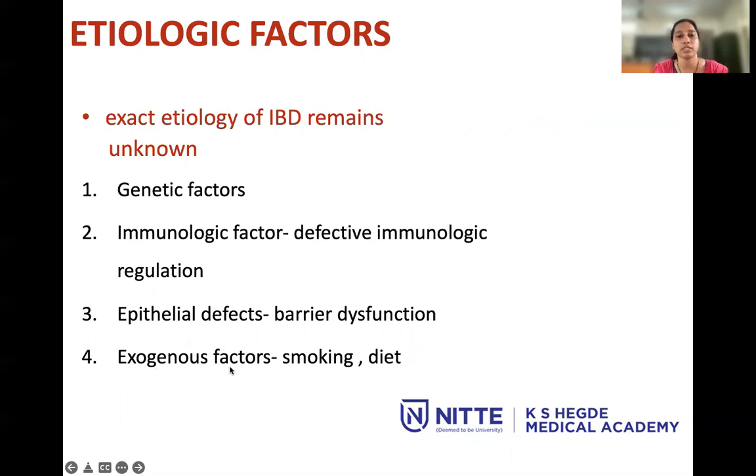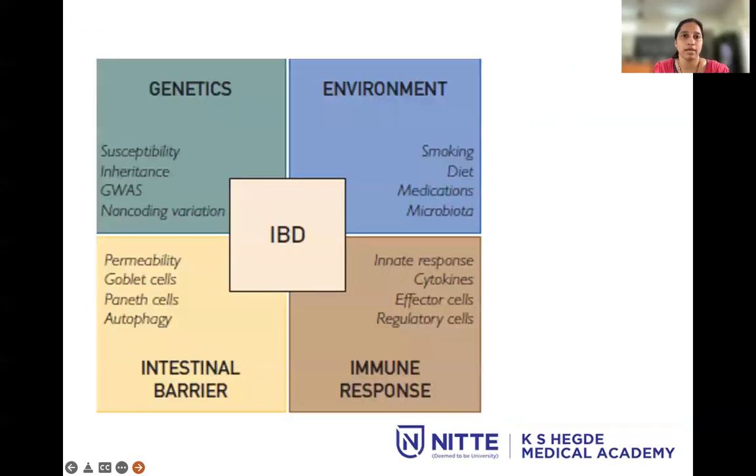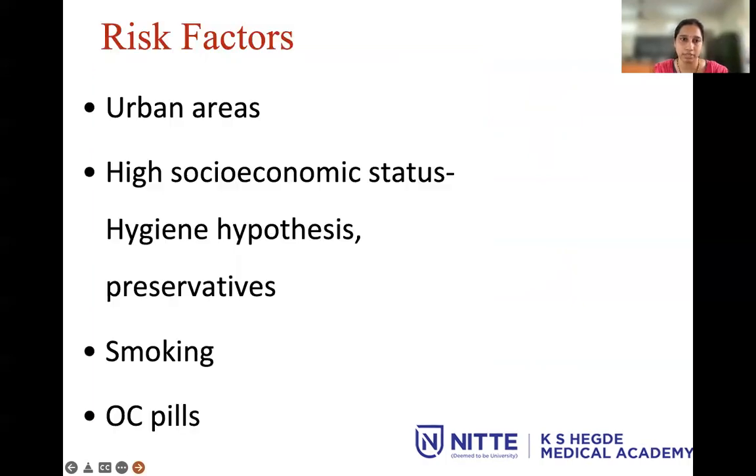And also there are exogenous factors like exposure to smoking, which will aggravate Crohn's disease, and also diet which lacks fibers. Those factors will increase the risk of IBD. So IBD is usually seen in genetically susceptible individuals, and the three factors which play a role are environmental factors like exposure to smoking and lack of fibers in the diet, intestinal barrier dysfunction, where there is altered permeability in the intestine, and also altered immune response leading to activation of the immune system.